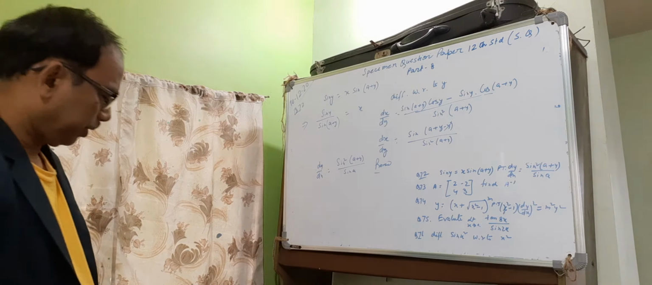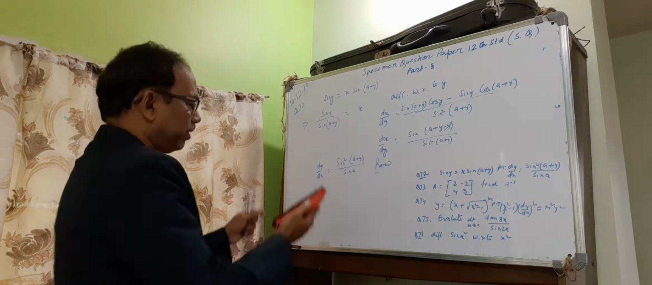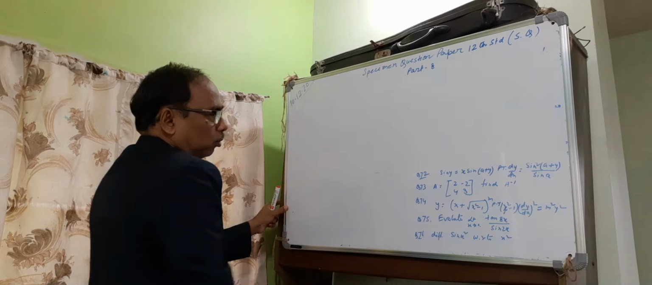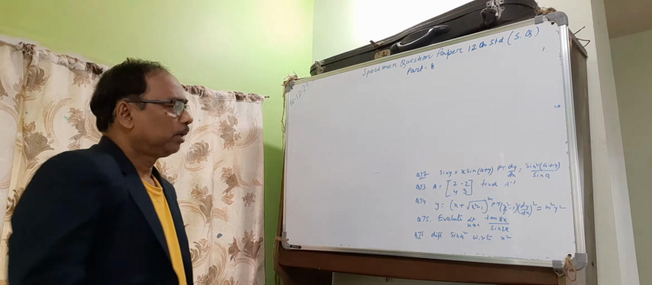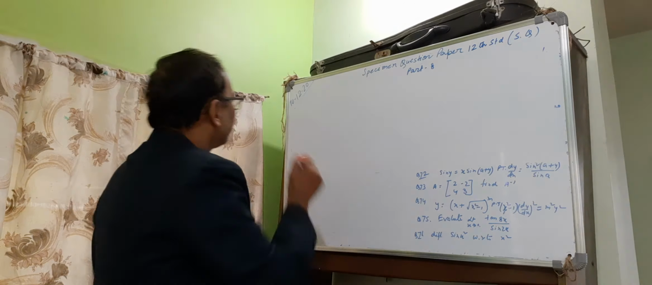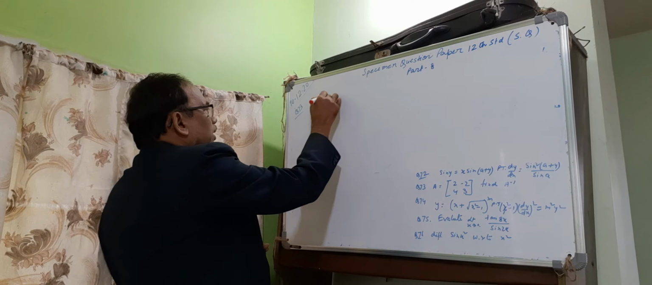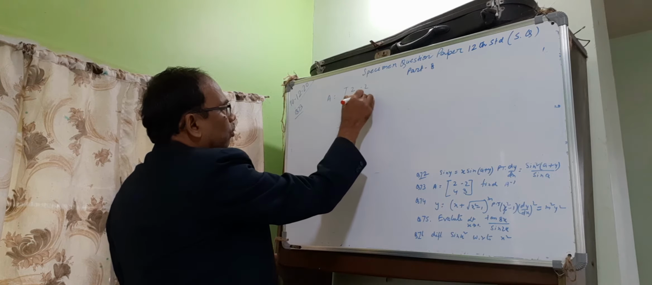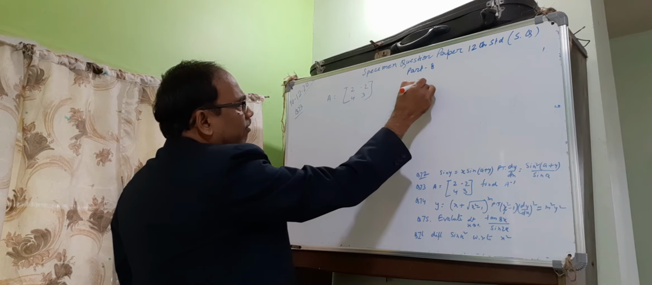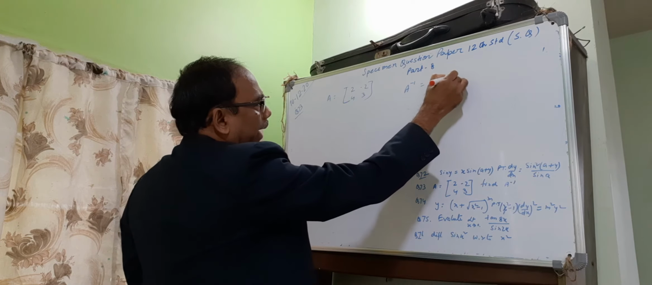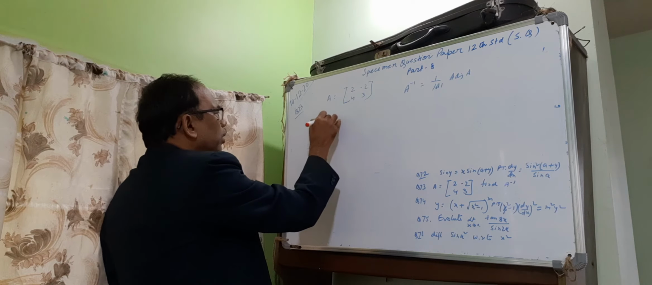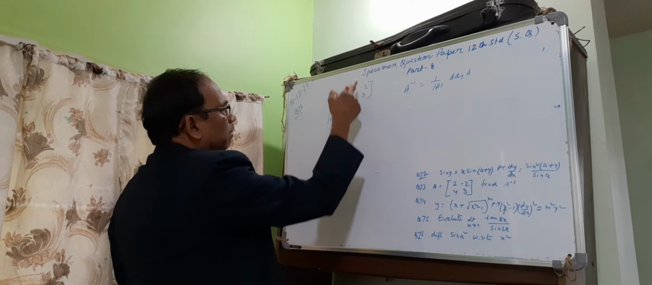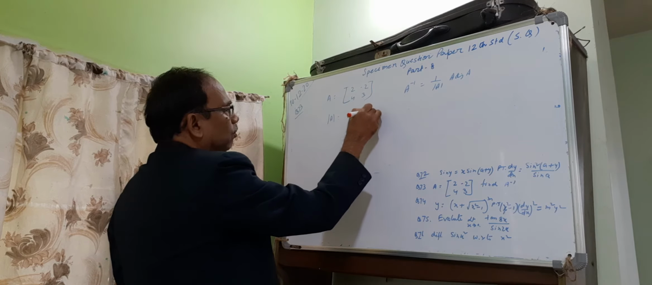Sum number 72. Next, sum number 73. Question number 73, it is a matrix sum. A matrix is given, you have to find A inverse. Matrix A is a 2 into 2 matrix, 2 minus 2, 4, 3. We know A inverse is 1 by mod A adjoint of A. Here mod A equals 6 minus, this into this, minus plus 8, that is 14.